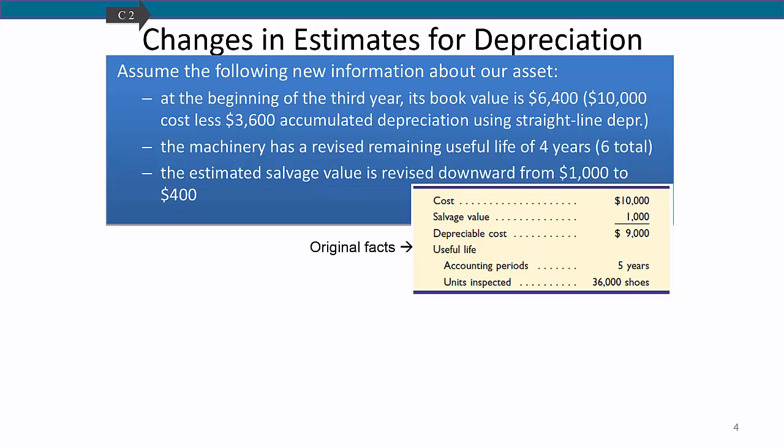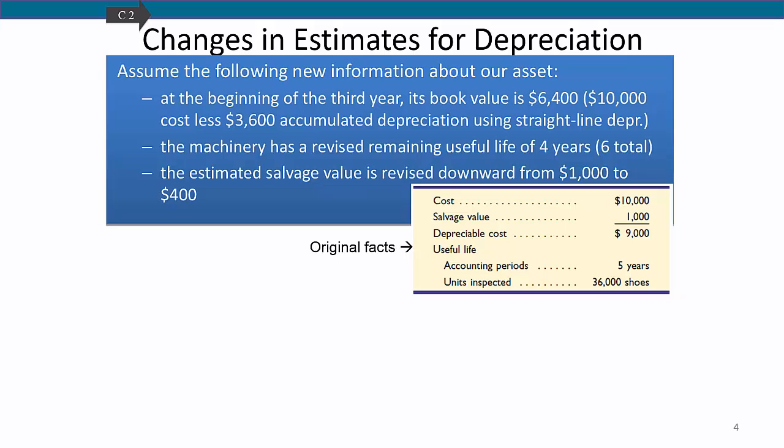Let's return to the machine we discussed previously in our example about straight-line depreciation. Assume 2 years ago we estimated a 5-year life and a salvage value of $1,000. At the beginning of this asset's third year, its book value is $6,400, computed as $10,000 minus $3,600 in accumulated depreciation. Assume that at the beginning of the third year, the estimated number of years remaining in its useful life changes from 3 to 4 years, and its estimate of salvage value changes from $1,000 to $400.